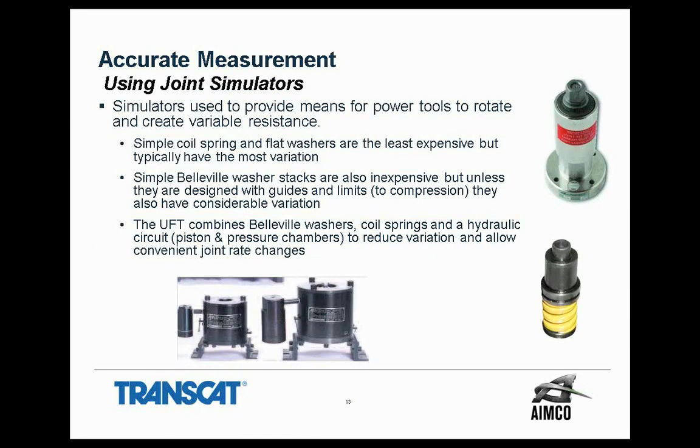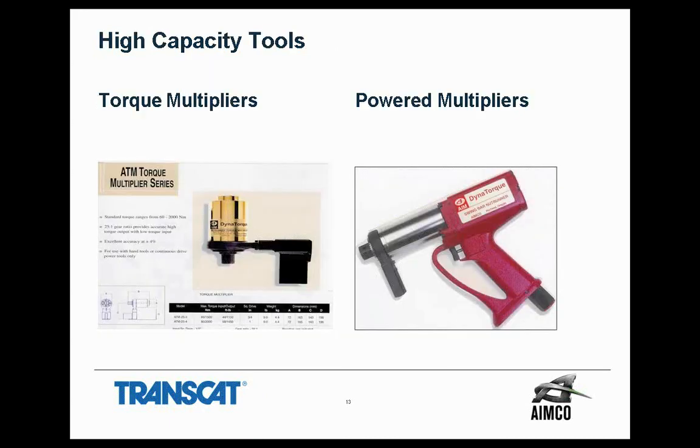Joint simulators must be used, and it's a good idea to identify the joint rate that is used with them. Is it a 30-degree joint, 60-degree joint, 100-degree joint, 400, 720, whatever? It's very important that you identify that. That's a condition of the test.